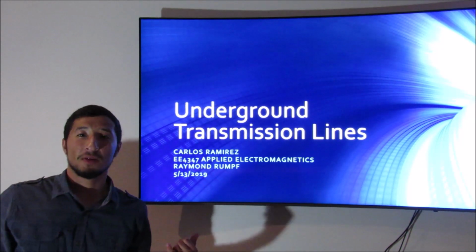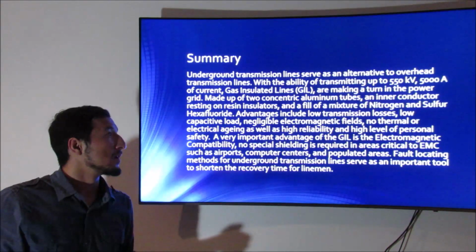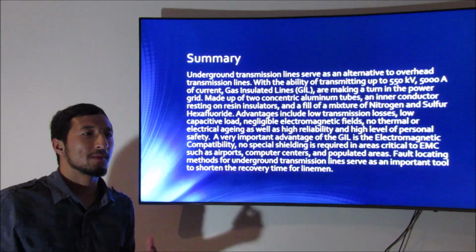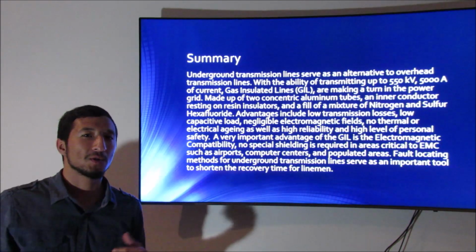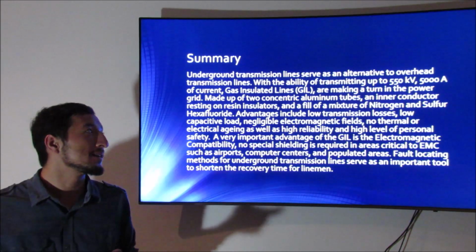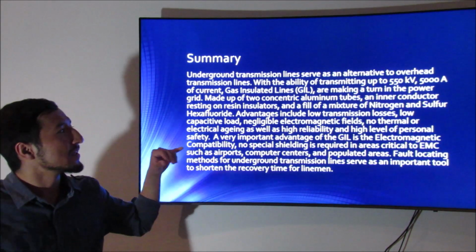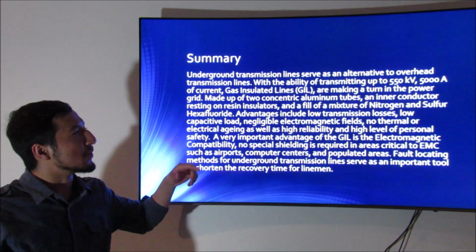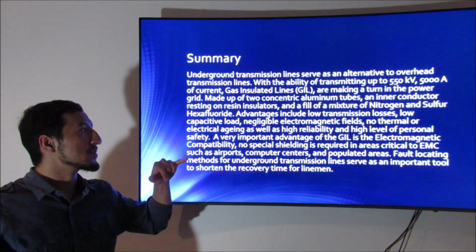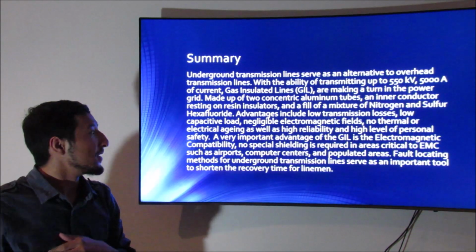The topic I chose for my presentation is underground transmission lines. A quick summary of my presentation: I went over two papers. The first one was on underground transmission lines, which basically introduced gas insulated lines. What these are made up of is basically two concentric aluminum tubes and an inner conductor resting on resin insulators, and a filled mixture of nitrogen and sulfur hexafluoride.